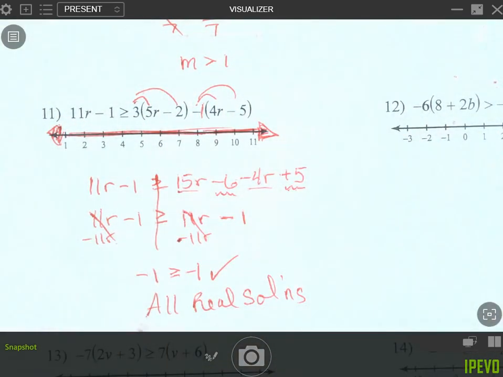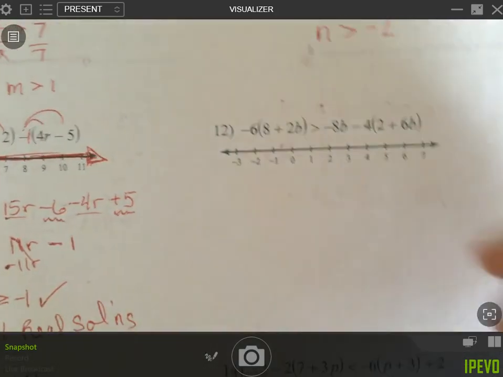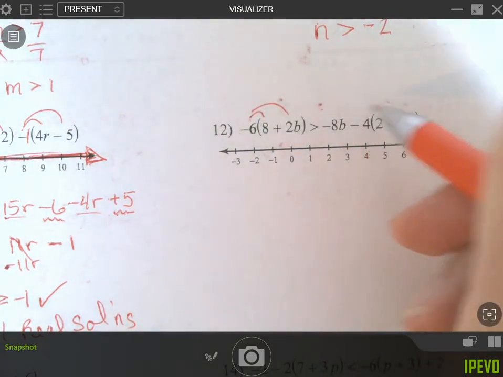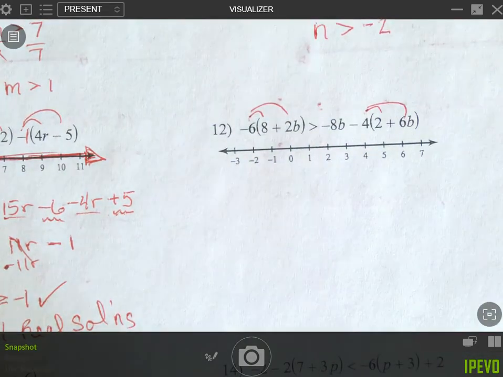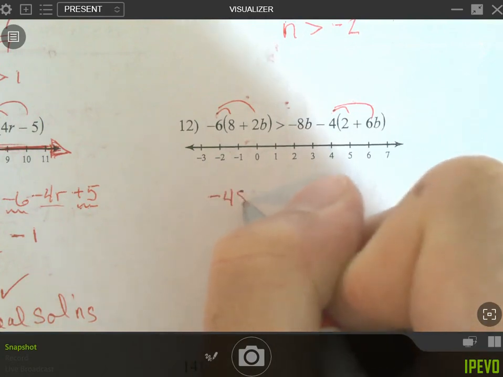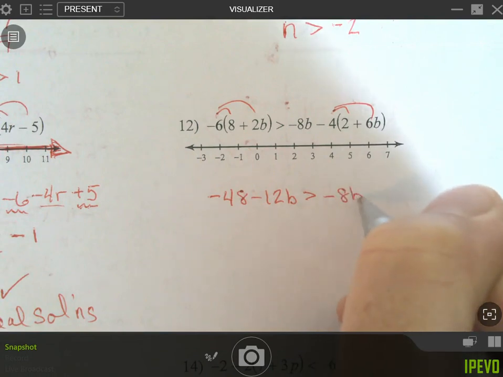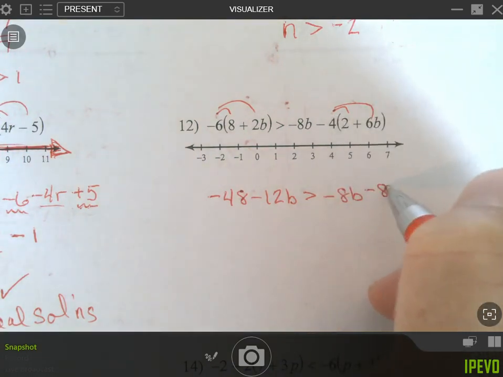All right, so what I would like you to do is try these next couple and then come see one of us to check them. All right, so we're going to distribute this first. So this would be negative 48 minus 12b is greater than negative 8b. Distribute negative 8 minus 24b.